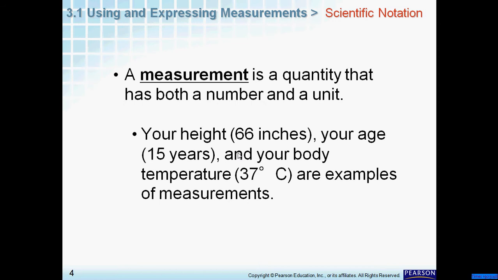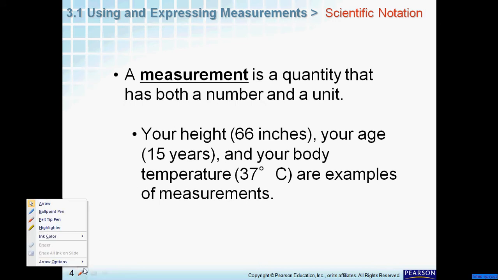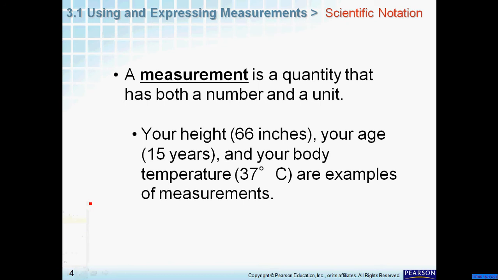Anytime we measure anything in science, whether it's your height or the volume of a liquid or the mass, it's really important that you have both a number and a unit. That's a really important distinction. So make sure that every time you write a number, you have both the number and the unit.